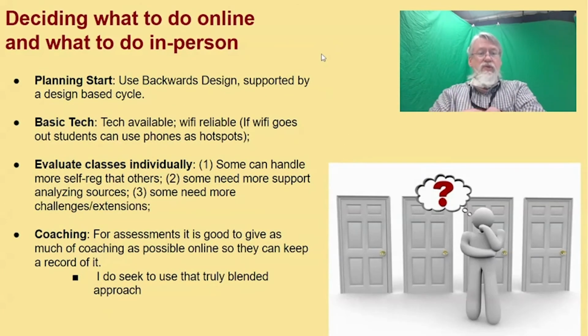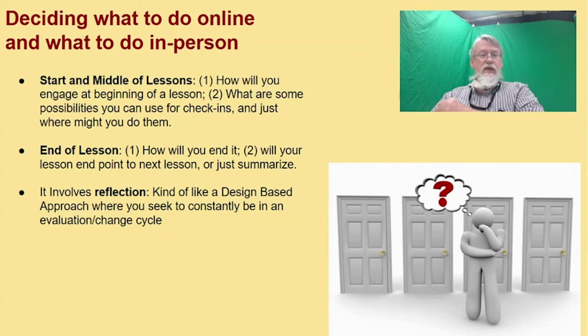Deciding what to do online and what to do in person is kind of a hard thing for me to describe because I look at it as one thing together. You're planning it at the same time. Again, you're planning your start using that backwards design approach. It really does work. You think about the basic tech that's going to be needed. You evaluate your classes individually, like I've already said, different needs. Then you plan for the coaching, and the coaching sometimes needs to be done on the fly based on what you see.